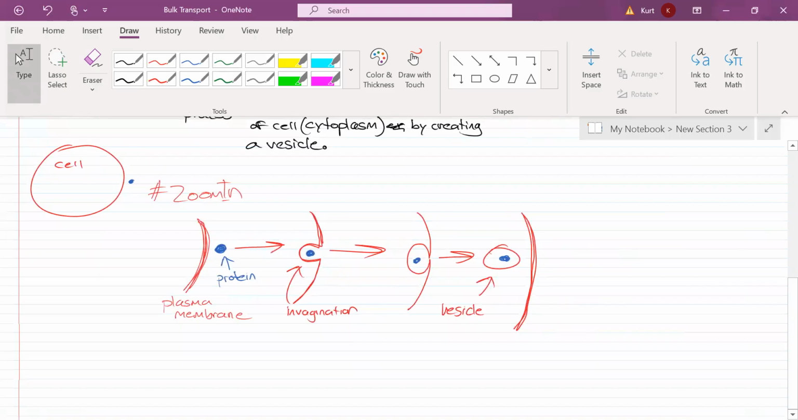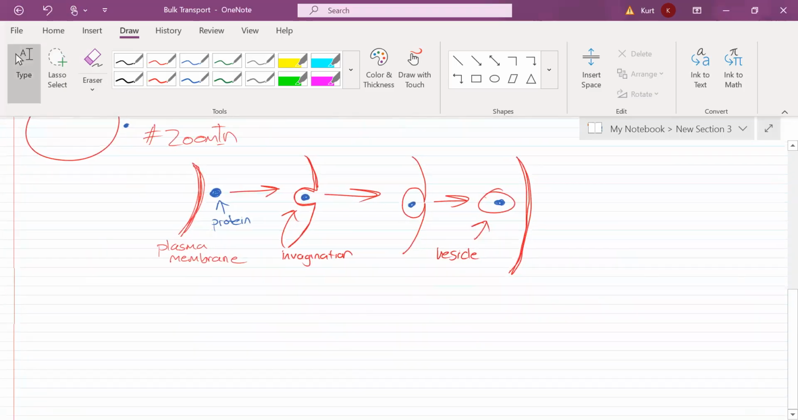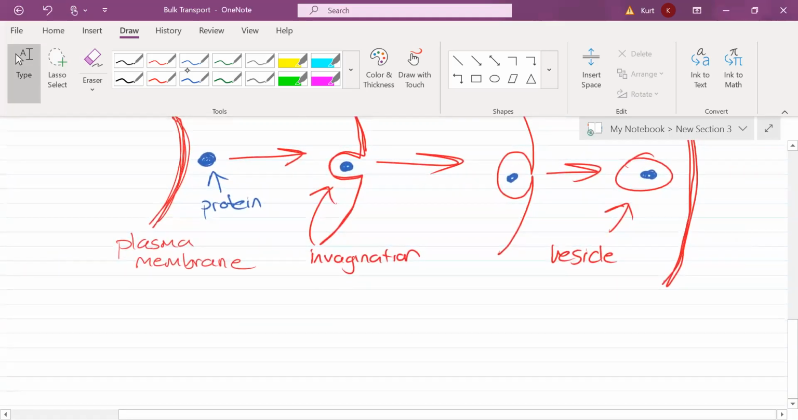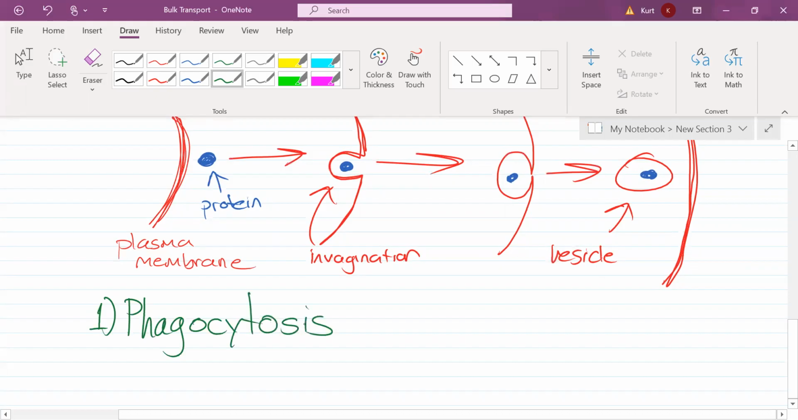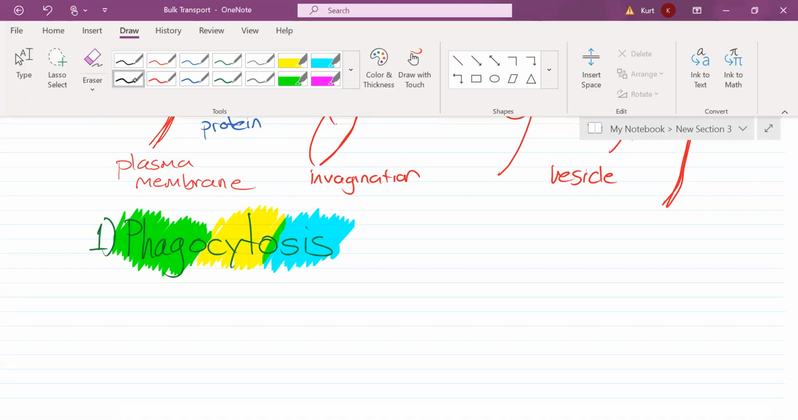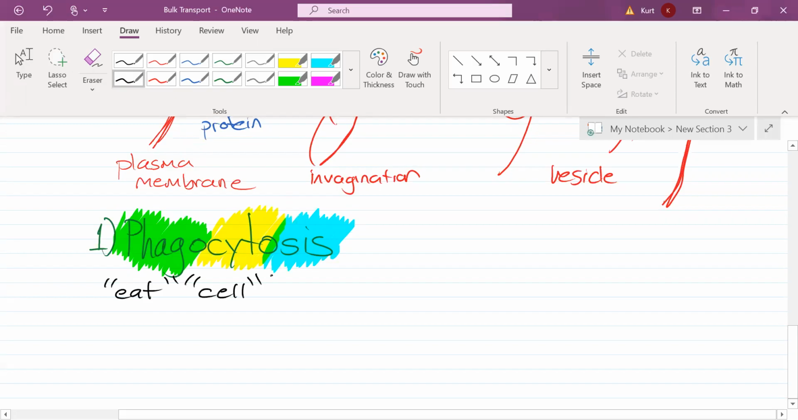Now, to continue with endocytosis here, there's going to be 3 types of endocytosis we need to cover. And the first one is going to be called phagocytosis. Phage means to eat. Cyto means cell. Osis means process.